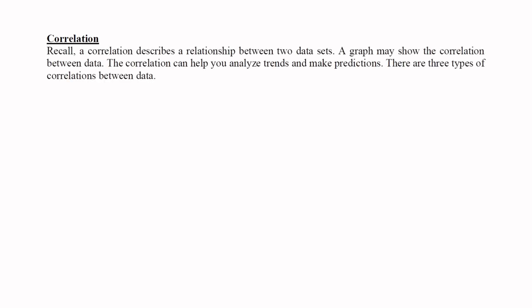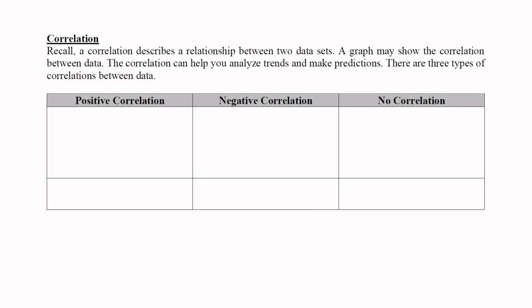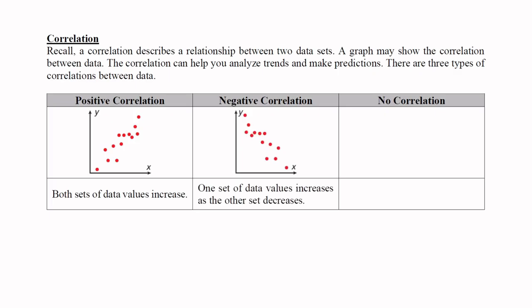Recall, a correlation describes a relationship between two data sets. A graph may show the correlation between the data. The correlation can help you analyze trends and make predictions. There are three types of correlations between data. You have positive correlation, where both sets of data values increase. Negative correlation, where one set of data values increases as the other set decreases. And no correlation, where there is no relationship between the data sets.